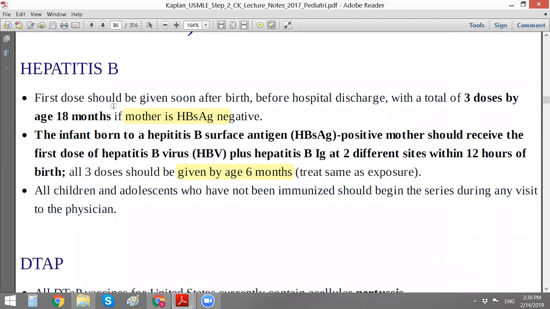This is the big difference: if the mother is hepatitis B surface antigen negative, then we give the vaccine soon after birth, just the vaccine, 3 doses by age 18 months. And if the mother is hepatitis B surface antigen positive, then we are also giving 3 doses but by age 6 months, and we are also giving the IgG. So treat the same as exposure. All children and adolescents who have not been immunized should begin the series during any visit to the physician.